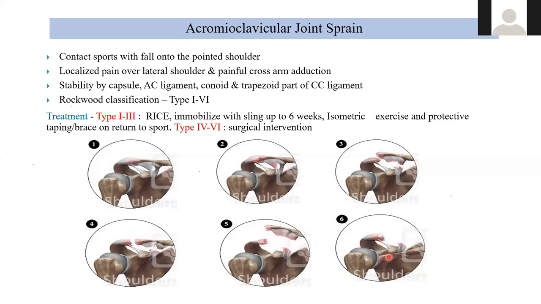So when you come to the treatment of these injuries, type 1 to type 3 injuries are usually treated with ice therapy, immobilized with a sling for up to 3 to 6 weeks, depending on the type, and early isometric exercises and a protective brace and taping can help the patient return to sports early. Type 4 to type 6 injuries, with complete rupture of the ligaments and posterior, subcutaneous and inferior migrations, need surgical intervention with appropriate referrals.